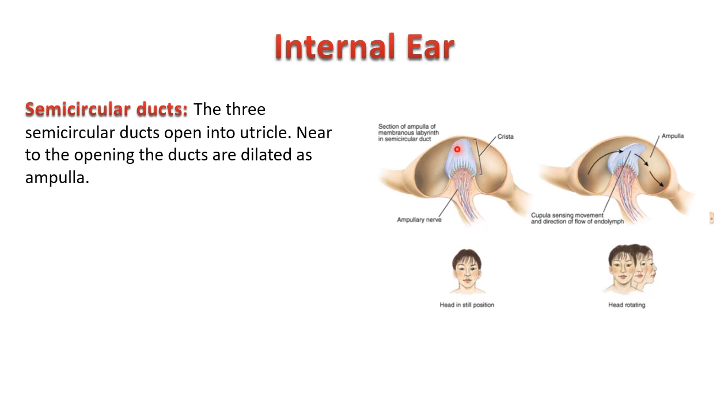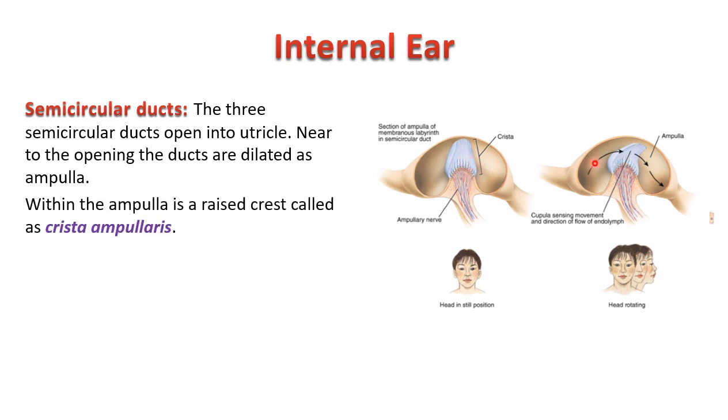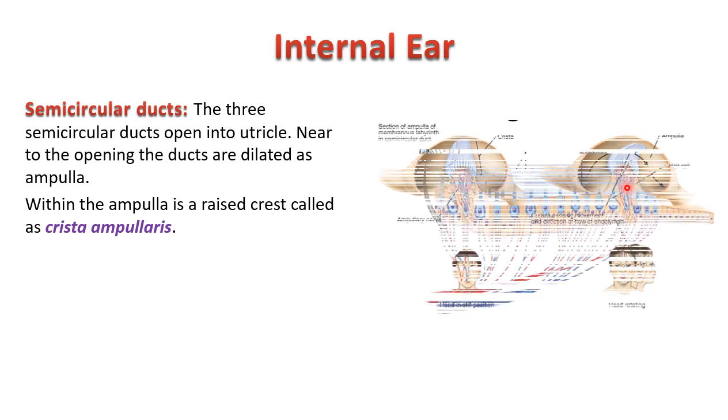It mainly monitors your angular acceleration, that is rotating the head, and at the same time keeping your posture upright. So when this bends, naturally these stereocilia and kinocilia are stimulated, and through the afferent nerves to the vestibular nerve, it helps to maintain the posture. So that is about the crista ampullaris.